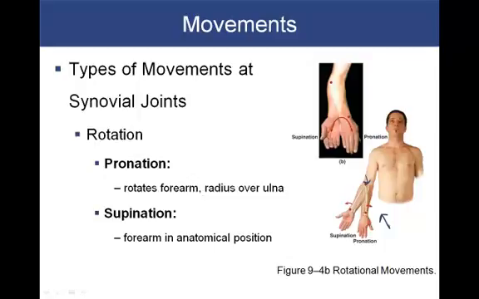In supination, you would be returning that forearm back to anatomical position, at which point the radius returns to its correct position during anatomical position. So supination and pronation.